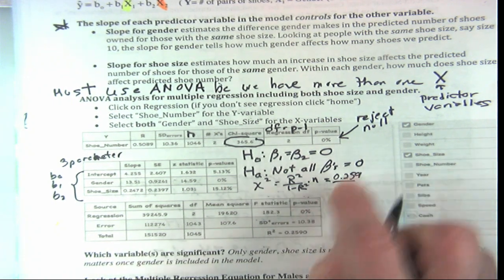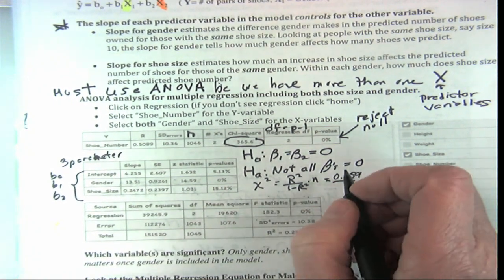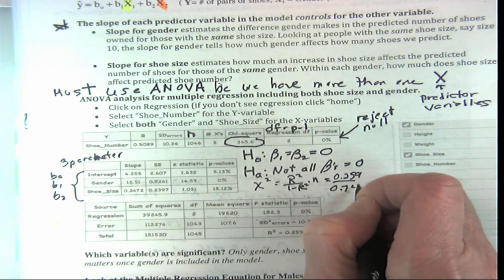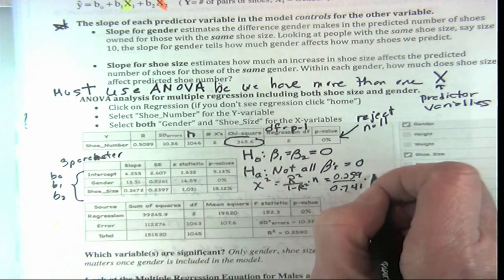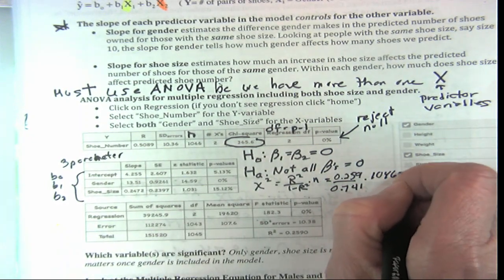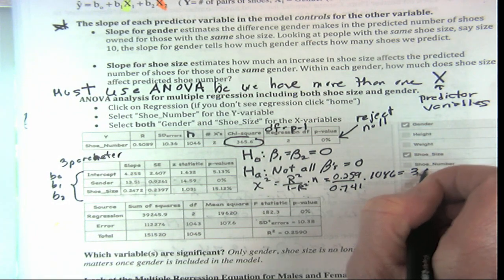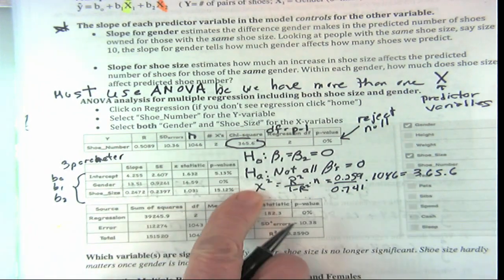0.259 over 1 minus that, which is 0.741, times n, 1046. You are going to get the same thing. Okay, so that's what we're doing here.